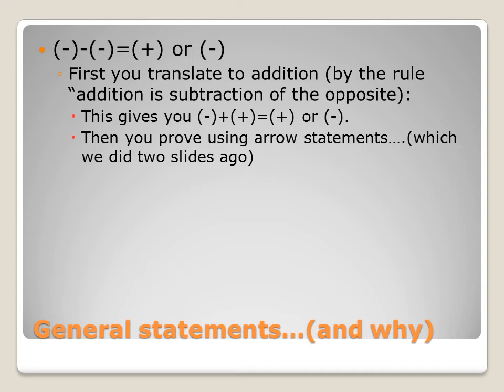And finally, there's a third subtraction. A negative minus a negative is sometimes a positive or sometimes a negative. And if you wanted to show that, you would translate it to an addition problem, which would give you a negative plus a positive equals a positive or a negative. And then you would say when an arrow pointing to the left is added to an arrow pointing to the right, sometimes it's to the left and sometimes it's to the right of where you started, depending on which arrow is bigger.